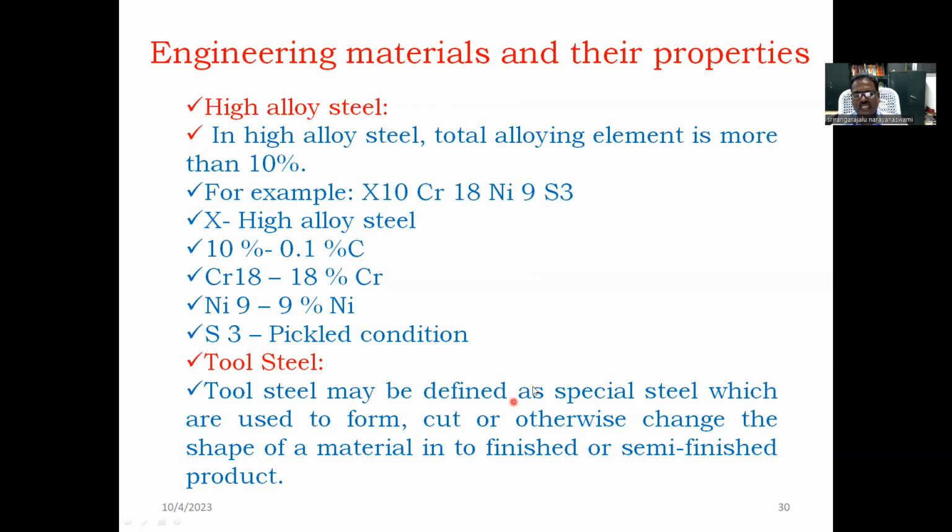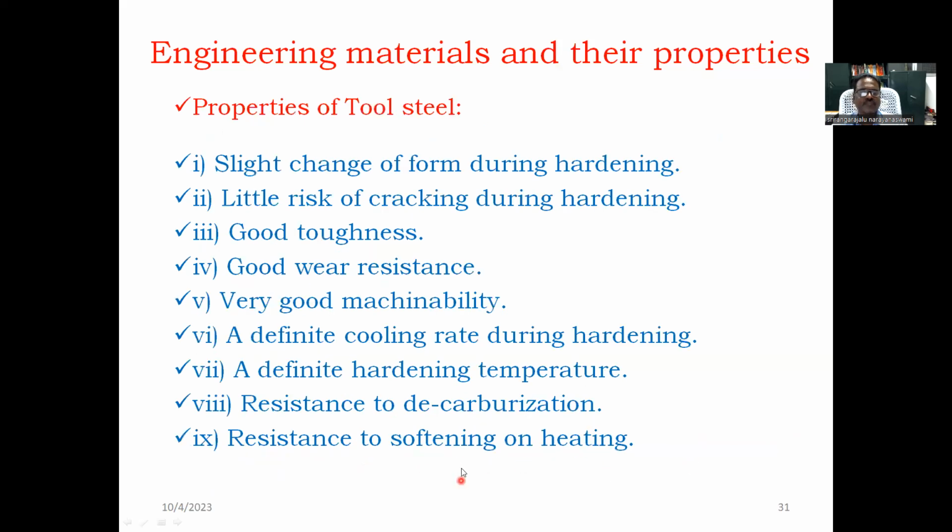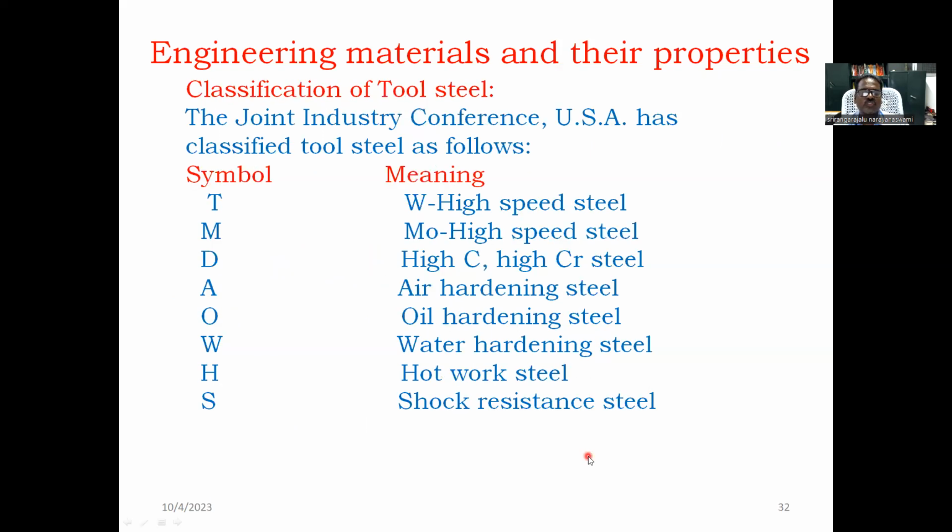Tool steel may be defined as special steel which is used to form, cut or otherwise change the shape of the material into a finished or semi-finished product. Properties of tool steel: slight change of form during hardening, little risk of cracking during hardening, good toughness, good wear resistance, very good machinability, a definite cooling rate during hardening, a definite hardening temperature, resistant to decarburization, resistant to softening on heating. These are all the properties of tool steel.